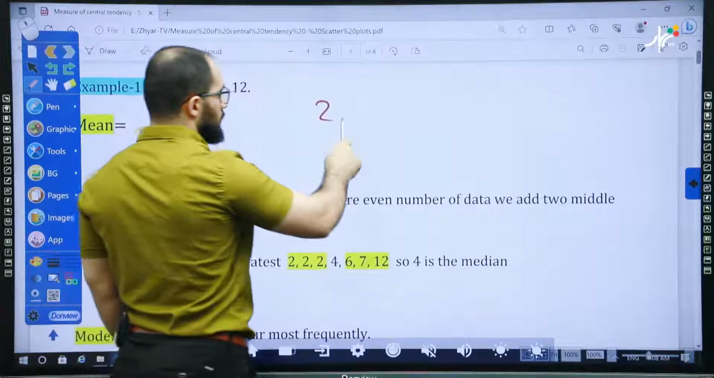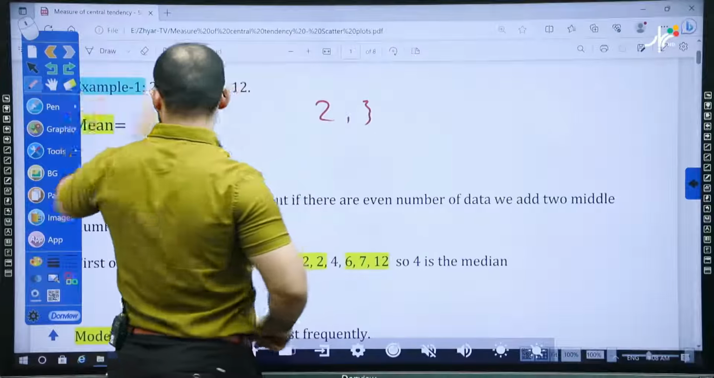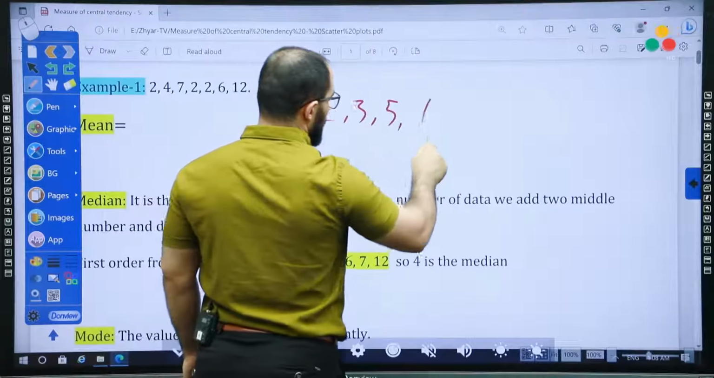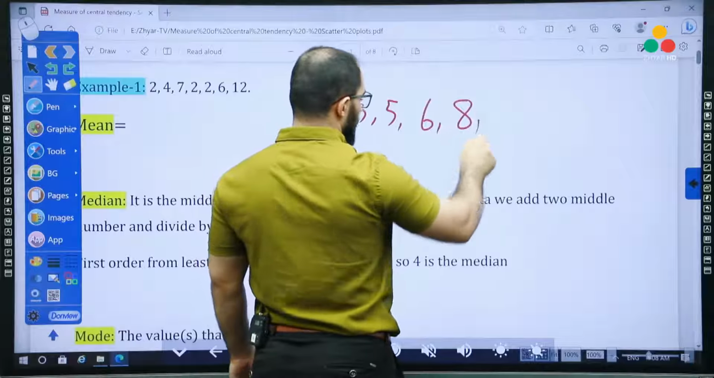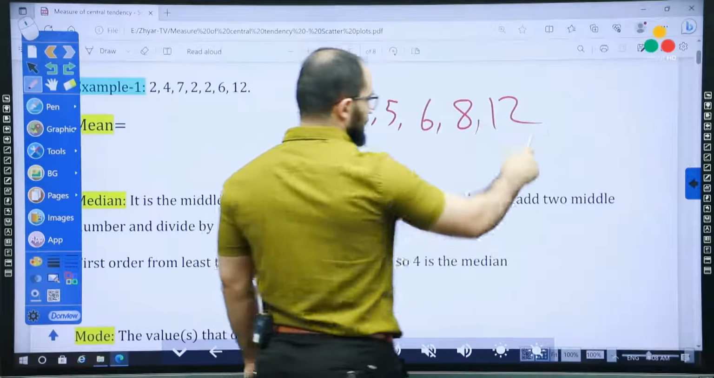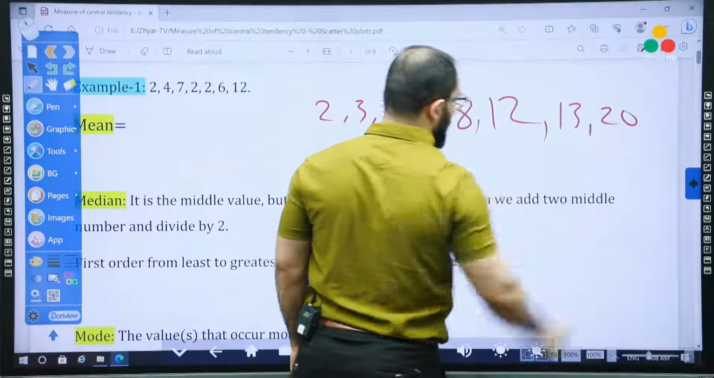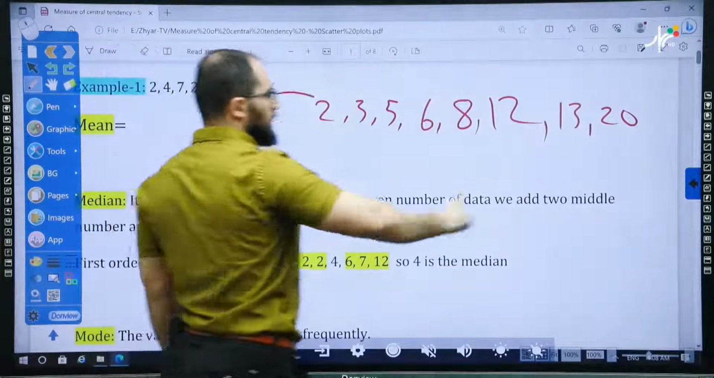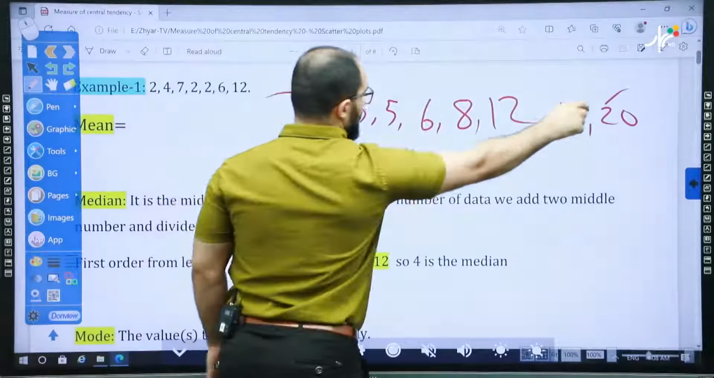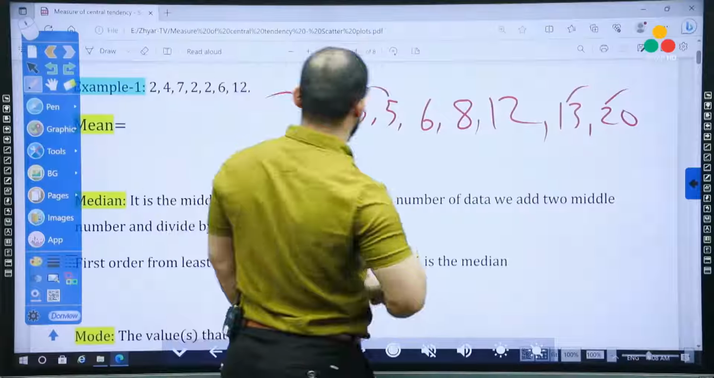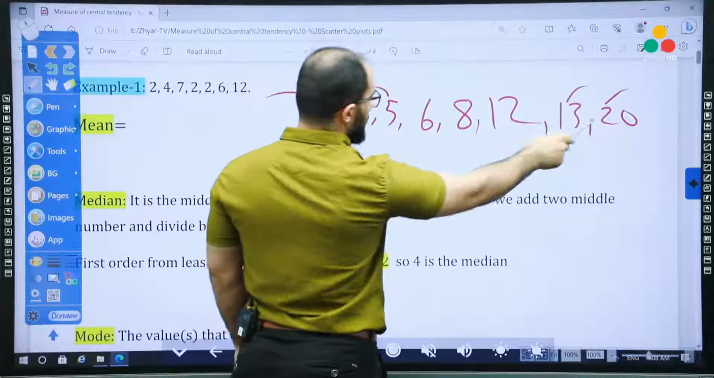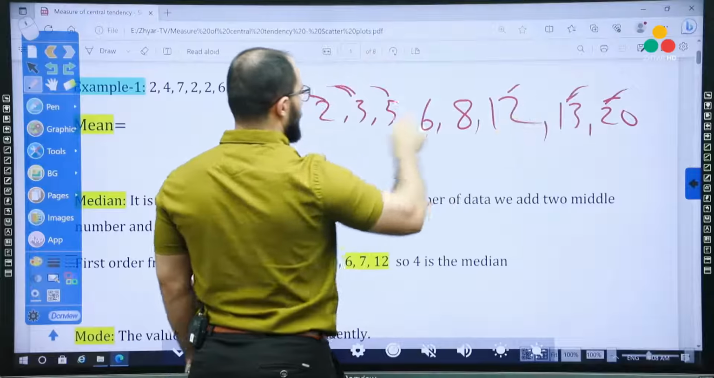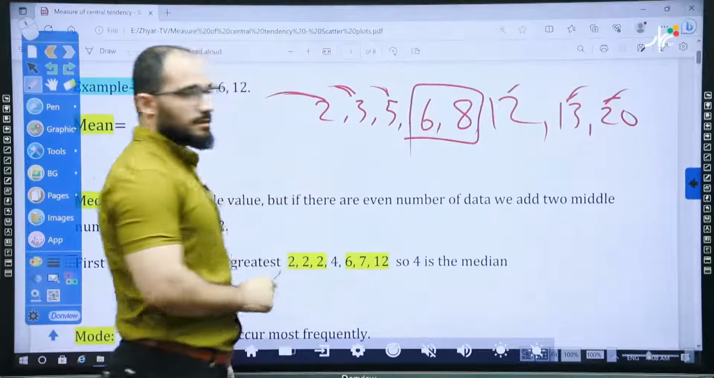let's say we have 2, 3, 5, 6, 8, 12, 13, 20. The number of the data is even. You have 8 data. How to find the median? Okay, 1 here, 1 there. We can see 1, 2, 3, 4, 5, 6, 7, 8. 1 on the left, 1 on the right, 1 left, 1 right, 1 left, 1 right. 2 numbers are left in the center.